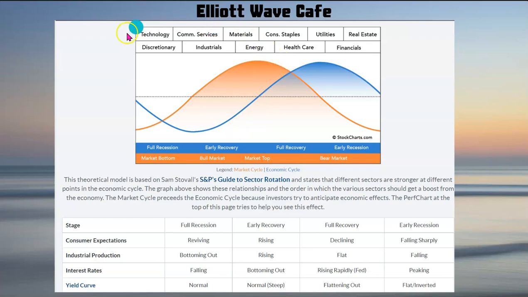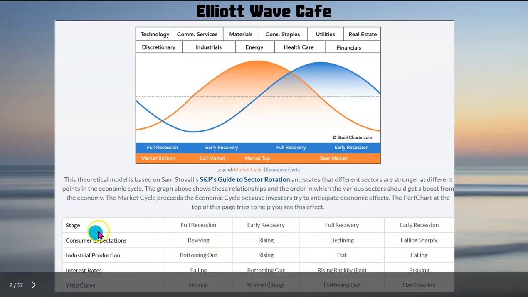And then back up here at the top, you can see the 11 sectors from the S&P 500 and kind of how they come in and out of favor based on where the economy is currently and what's going on. Do we have a recession? Do we have a recovery? What's happening? And then in here, basically, you have some of the stages that we're following, from consumer expectation to industrial production, interest rates, yield curve, and where they are, based on these cycles.